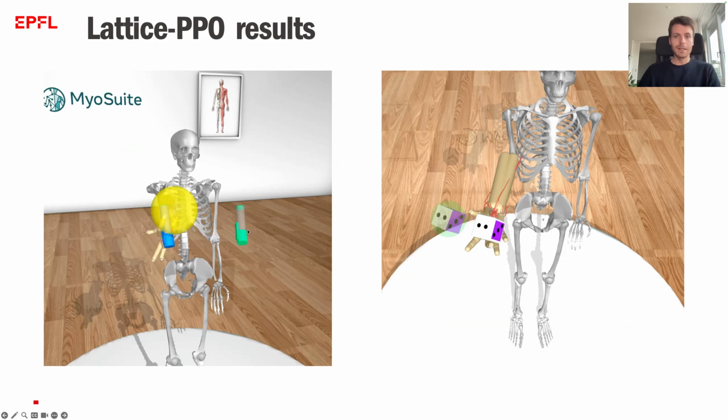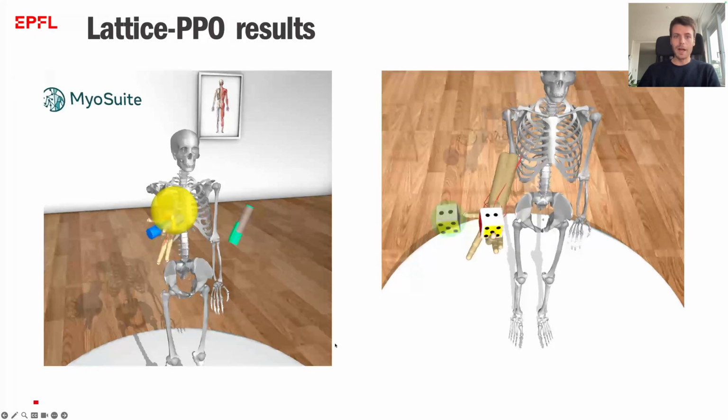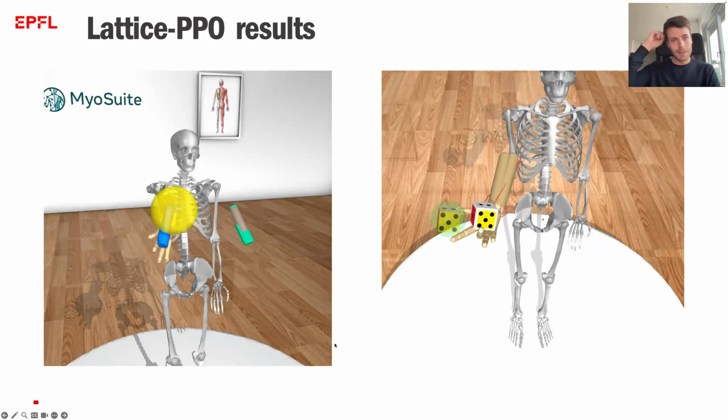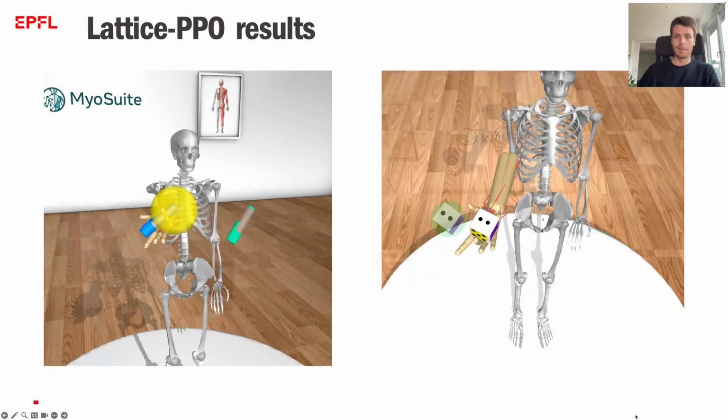Here we can see that Lattice-PPO can learn to manipulate objects to reach a target position and orientation. On the left, you can see the pen environment of MyoSuite, in which Lattice learns how to reorient a pen to the correct position. And on the right, you can see a video of Lattice rotating a die towards a target pose.